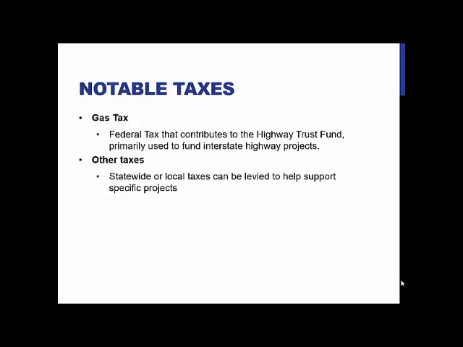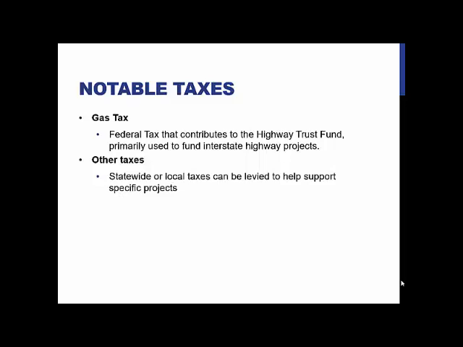So that is how most infrastructure is funded. Some of you may have heard of the gas tax. That is a federal tax that contributes to something called the Highway Trust Fund, which is primarily used to fund interstate highway projects. So the federal government will charge a certain flat rate for every gallon of gas sold. That will go into a large pool of money that the Federal Highway Administration then will distribute out to states who need to operate and maintain or build new interstate highway projects. Or occasionally there are opportunities for other projects, like streetcars and transit.